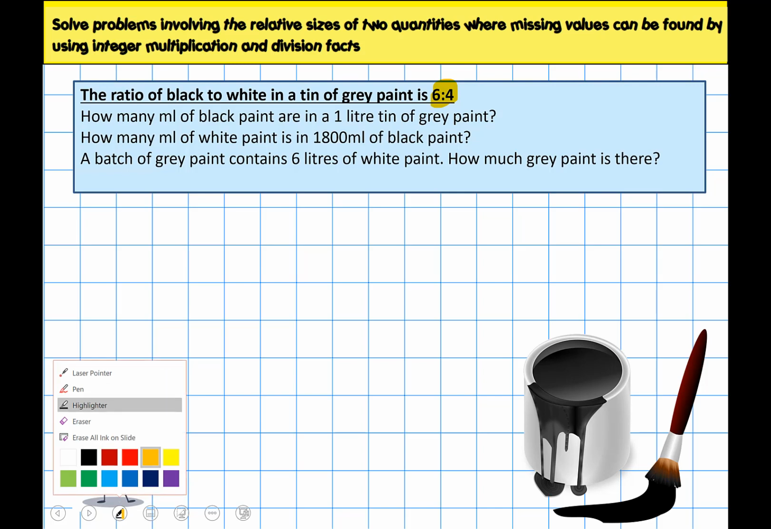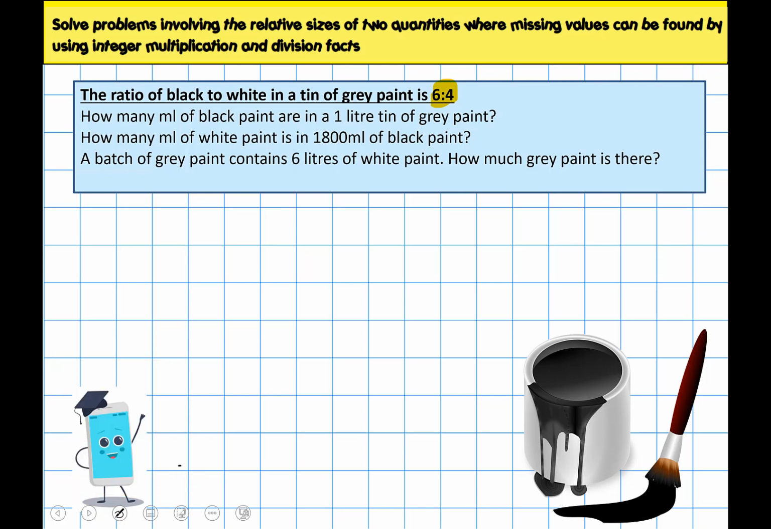Okay, so we've got a few different questions and you may be wondering how to begin. So we're going to start by picking out information we know. Now I'm first going to write black to white, and then I'm going to write underneath my ratio. The ratio of black to white is 6 to 4. Now that is the starting point of solving these problems.